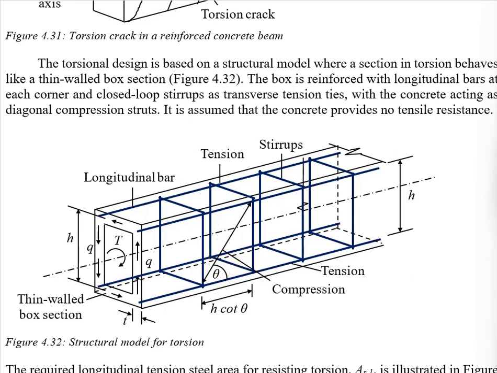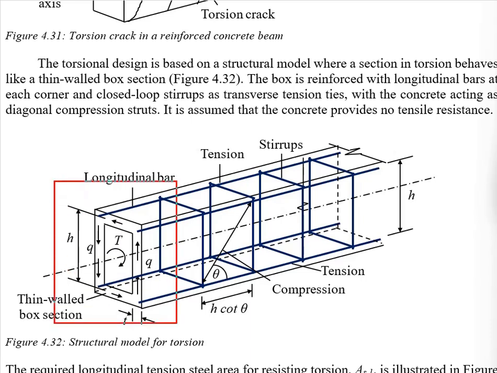And then what are the mechanisms of failure? You have this reinforcement taking the tensile force, and you have concrete taking the compressive stress. If either one of them fails, that means the member will fail in torsion. Now let us talk about the working mechanism of a reinforced concrete member subjected to torsion.